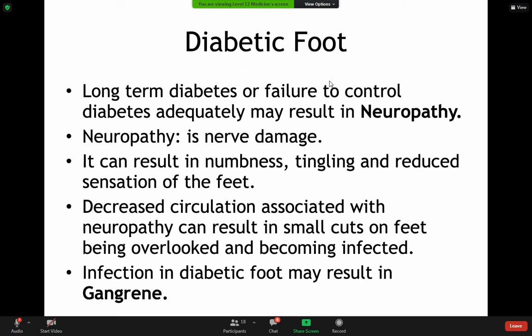This is caused by long-term diabetes or failure to control diabetes adequately, and this may result in neuropathy. So neuropathy is nerve damage. It can result in numbness, tingling, and reduced sensation in the feet. There can also be decreased circulation associated with neuropathy and can result in small cuts on the feet being overlooked and becoming infected. Infection in diabetic feet may result in gangrene. Okay, so this is what we call diabetic foot. It's a whole syndrome.